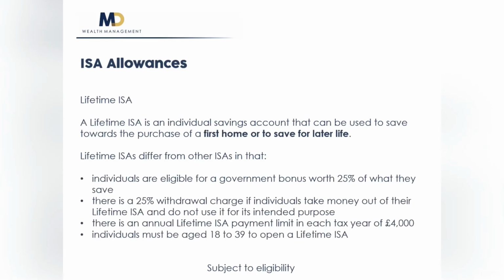A lifetime ISA helps you save for your first home or for later life. It has to be used for one of those things. Individuals are eligible for a government bonus worth 25% of what they save. There is a 25% withdrawal charge if you don't use it for its purpose, so it is there for later life or your first home. Each individual has a lifetime ISA payment limit of £4,000 a year, and you must be over 18 but before you're 40 to open one.